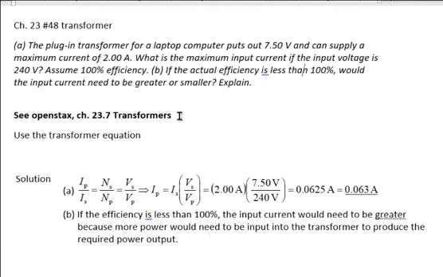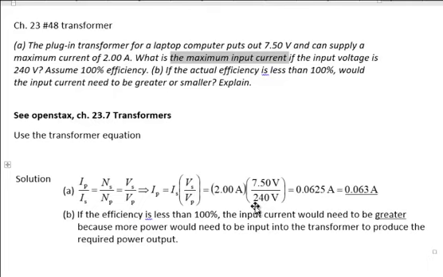Okay, going back here, this is what it's asking for. What is the maximum input current? So you use their equation. Here are the three ratios in one equation. You need this one here, so you don't need the number of turns, and then you plug in numbers. 2 amps is the secondary current that you want to get out. 7.5 volts is what you want to get, and then 240 volts is actually what you put into it.